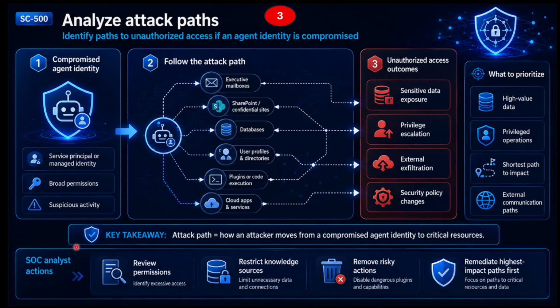So some of the actions of the SOC analyst: review the permissions and identify any excessive access, restrict knowledge sources, so limit the unnecessary data and connections, and remove risky actions. You may be able to disable dangerous plugins and capabilities. And again, we're going to look at some of these things when we get to Agent 365 as the control plane. And obviously, remediate highest impact paths first, focus on paths to critical resources and data. So that's the gist of this. And we saw more or less how you would do that.